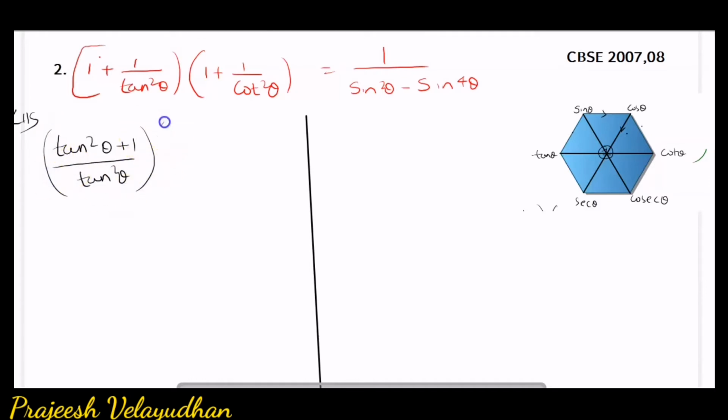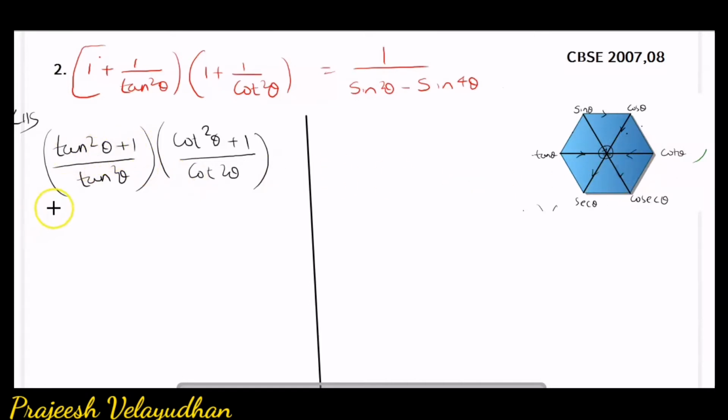And multiplied by cot square theta plus 1 upon cot square theta. Okay. Now we are using the identity tan square theta plus 1. We know tan square theta plus 1 is sec square theta. Tan square theta plus 1 equal to sec square theta. Similarly, cot square theta plus 1 equal to cosec square theta.